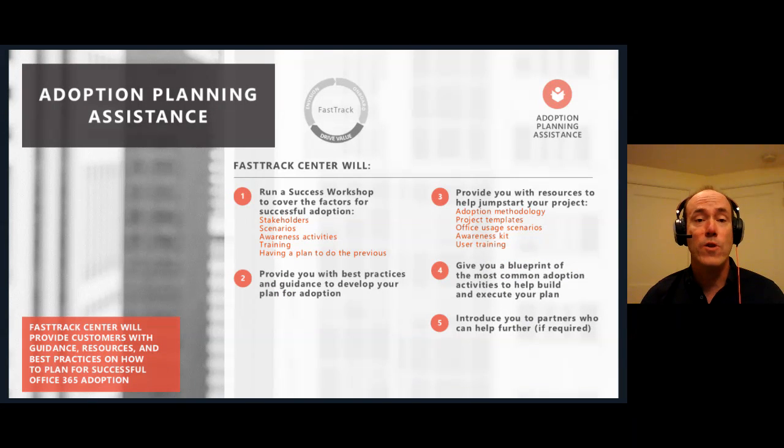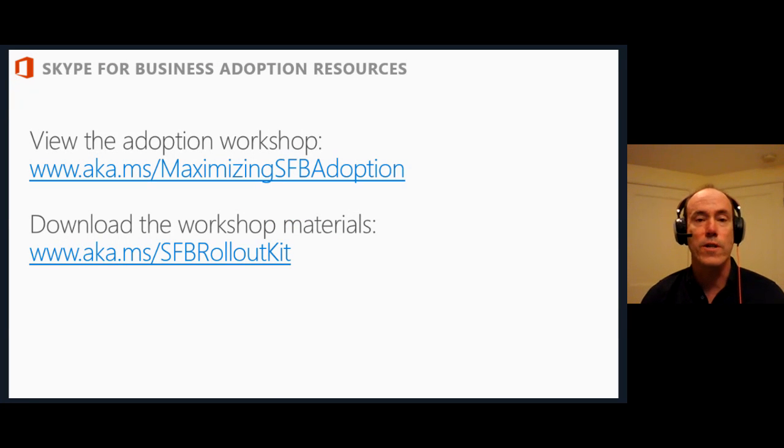And so as part of FASTTRACK, there is adoption planning assistance. You can see there are things like success workshops, resources to help jumpstart your project. In Skype for Business, we've actually provided a number of fairly deep resources that you can use. They're shown here on the slide. Again, you can download the deck and get these links.